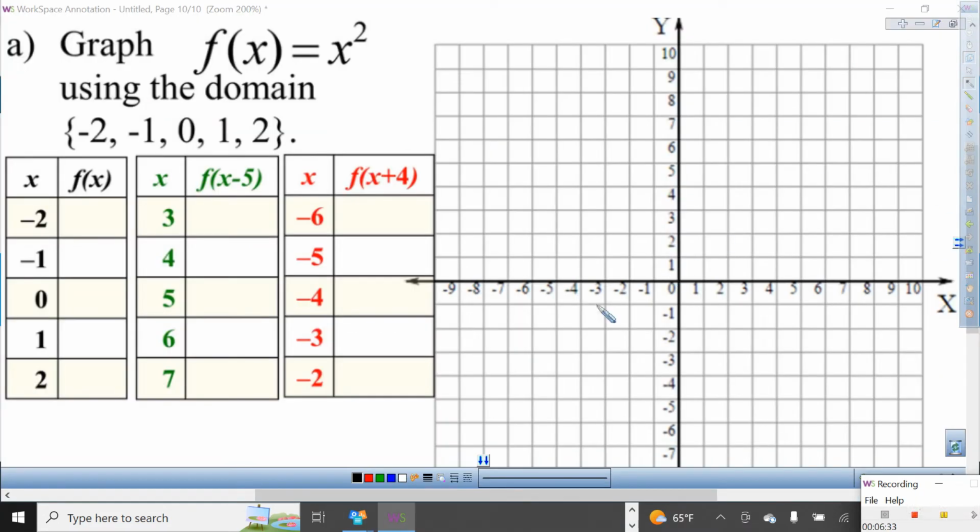All right. So with that said, it says graph f of x equals x squared using the domain -2, -1, 0, 1, and 2. Okay? So I'm going to fill this in. We started last week with an informal introduction. Today's going to be a formal one.